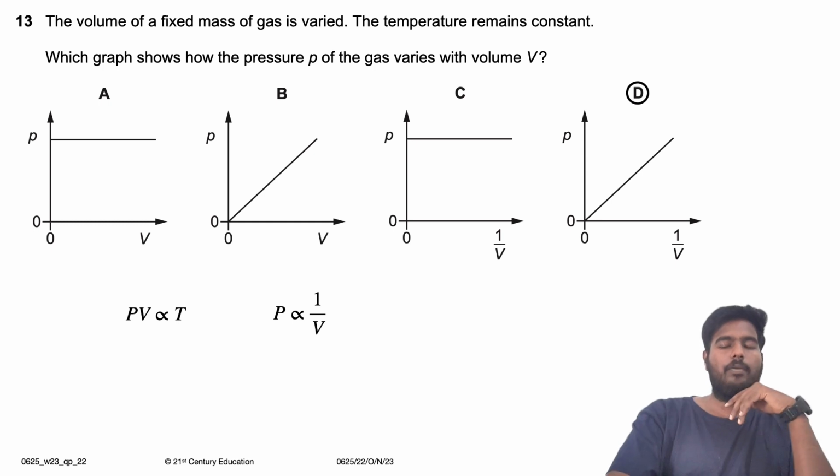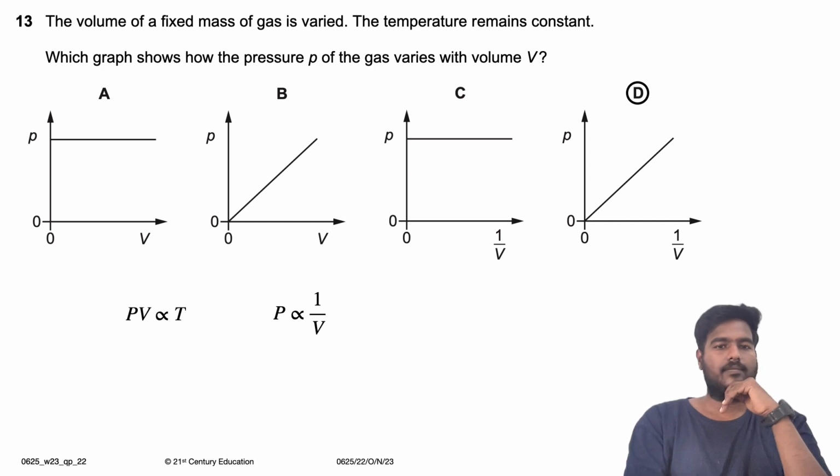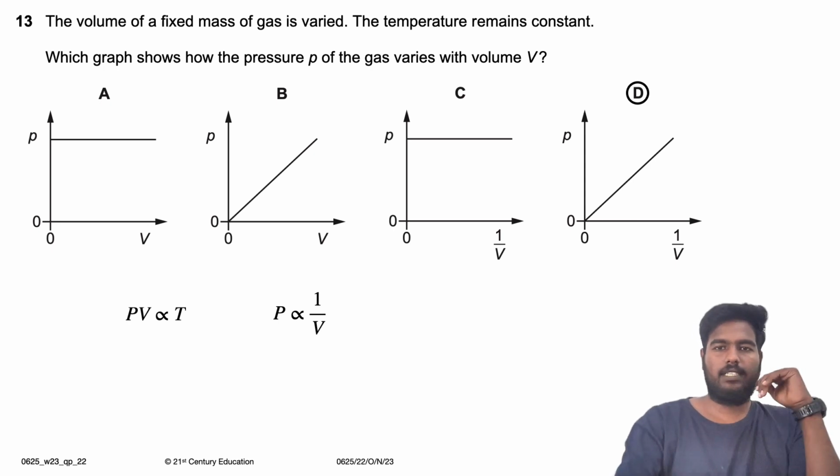Yes. Remember, if it is P versus V, the graph should look like this. And since this is P versus 1 by V, the graph looks like this. Nice question. Okay, let's move next.